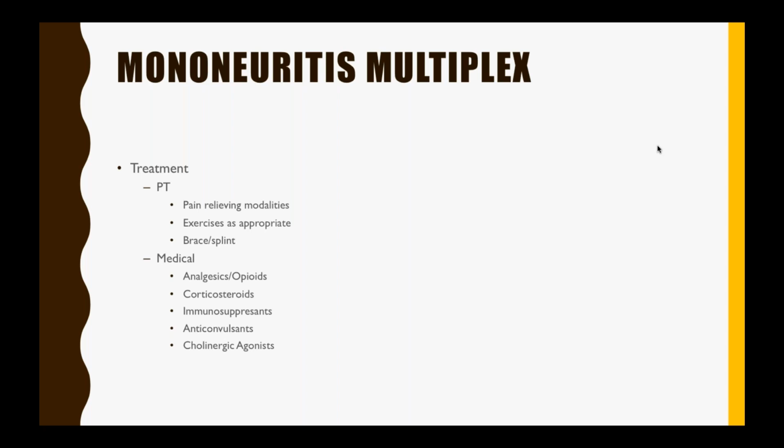So analgesics and the dreaded O word, even though in general they try to avoid opioids, but for a short-term basis, the opioids have shown to be effective at reducing that breakthrough pain that is often accompanied by it. Corticosteroids, immunosuppressants, anticonvulsants, and cholinergic agonists are also often prescribed for patients with mononeuritis multiplex.